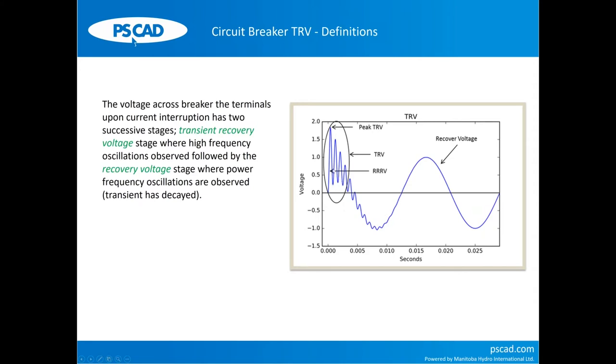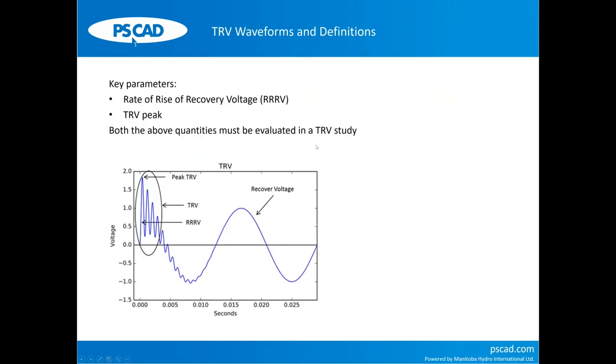And then when the transients have damped out and you come to the steady state, we call it the recovery voltage. This is assuming that one side is source, the other side is the load. So you see the source side voltage here. The main aspects during the TRV study are the initial transient area, where one aspect is the rate of rise of recovery voltage, where you define the initial rate of the rising voltage here, and also obviously the TRV peak value.